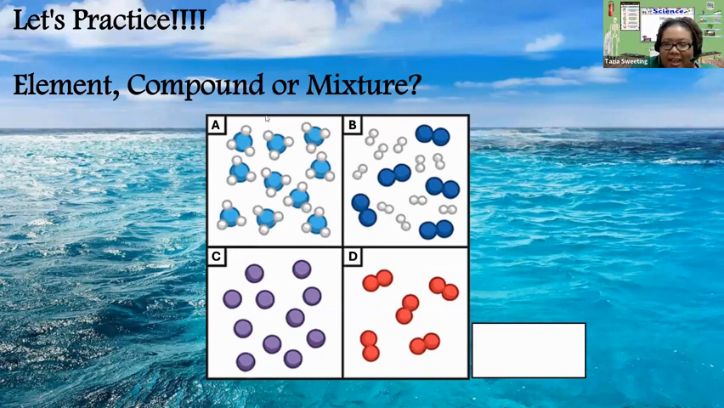What do you think? I want you guys to do it for yourself first in the chat, and then we're going to do it together as a whole class. A, B, C, or D? Is it an element, compound, or mixture for A, B, C, and D? Identify which one it is. I'll give you 1 minute.